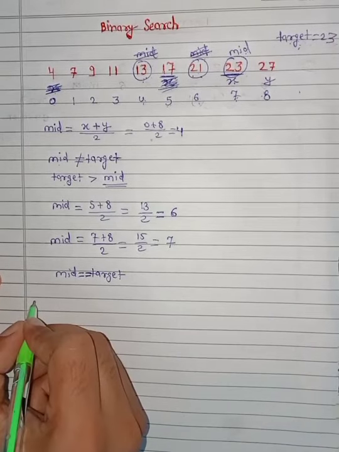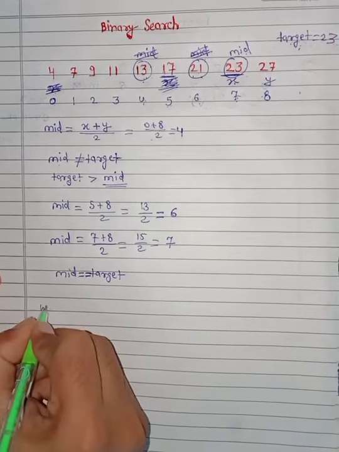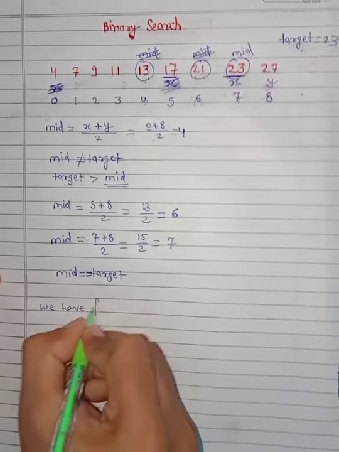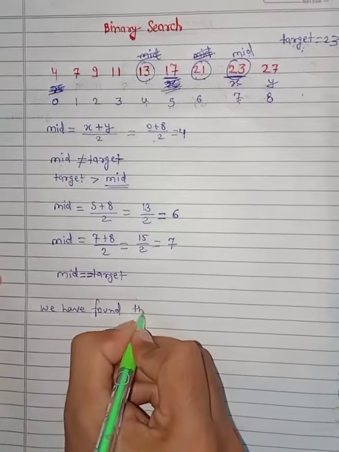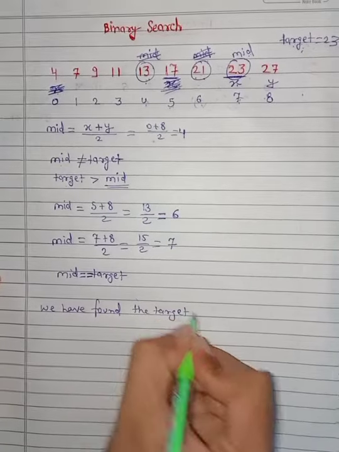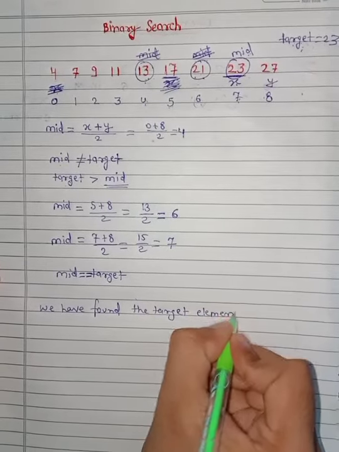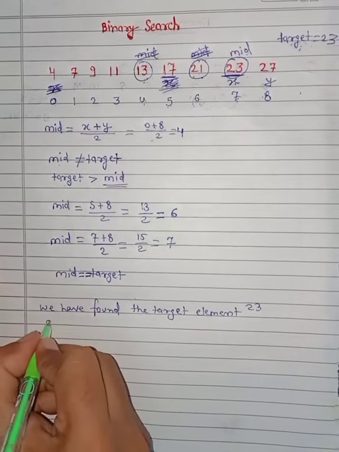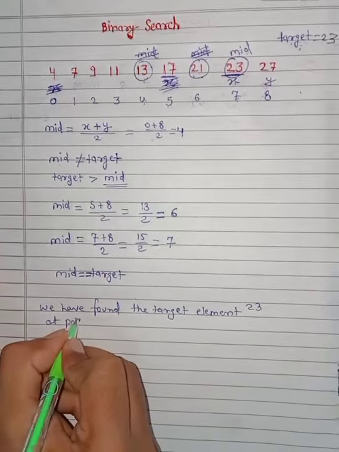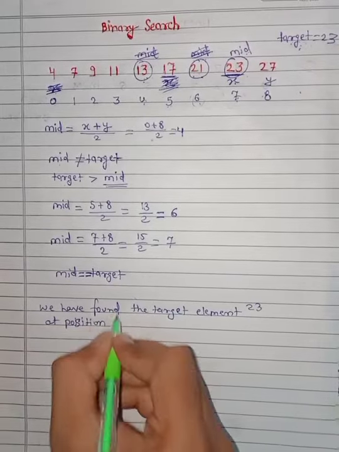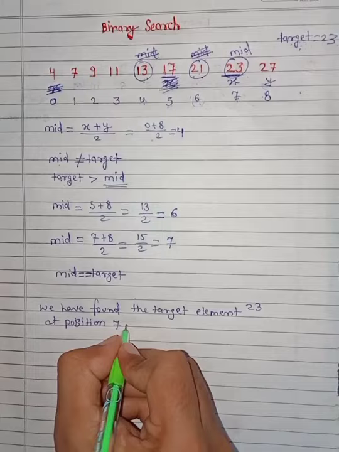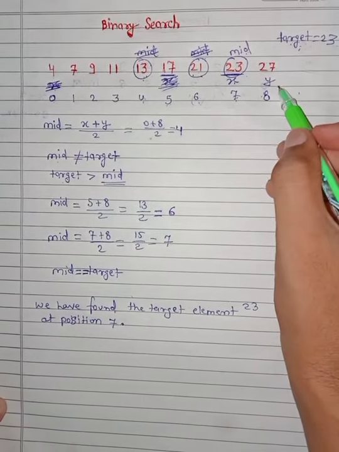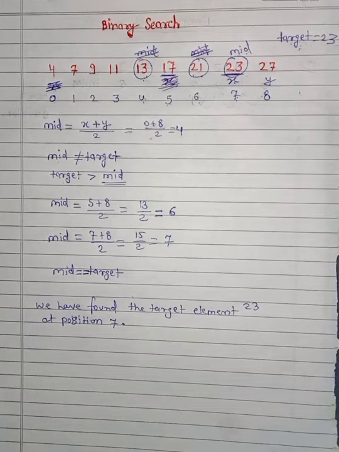So the final answer: we have found the target element 23 at position or index 7. So this is the way binary search algorithm works for finding any element from a given sorted array of elements.